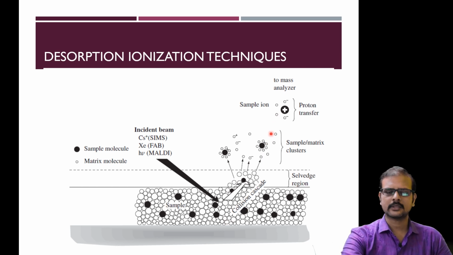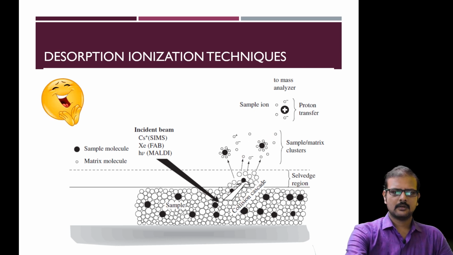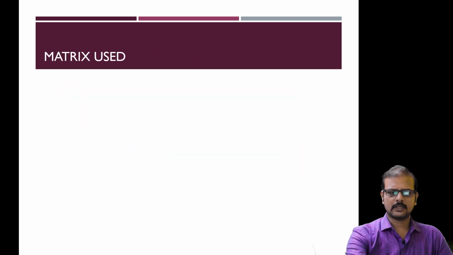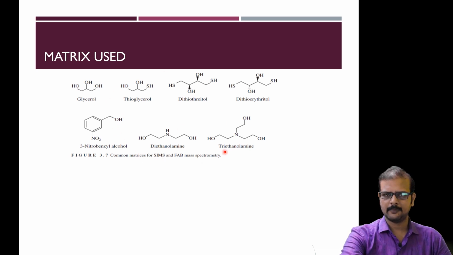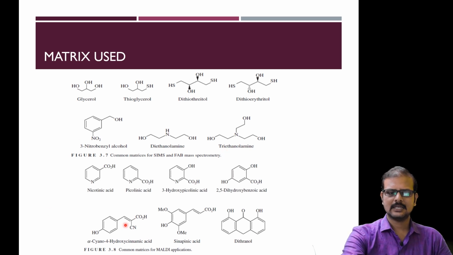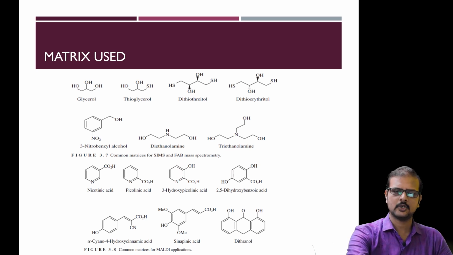So this is what the technique is. We need a matrix which will transfer a proton. Therefore, the matrix used here has a proton. That means it may be alcohols, which are used in SIMS and FAB, or acids, which are used in MALDI techniques. So these are the different types of matrices used in the desorption technique, whether SIMS, FAB, or MALDI. These are the latest techniques which are used.